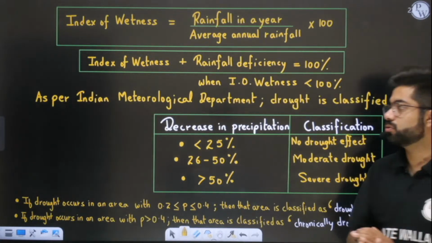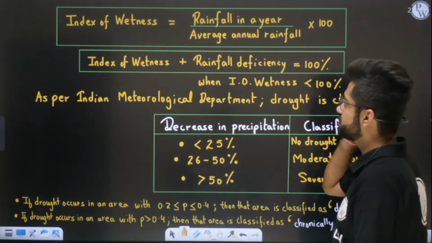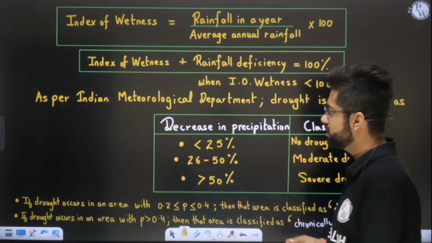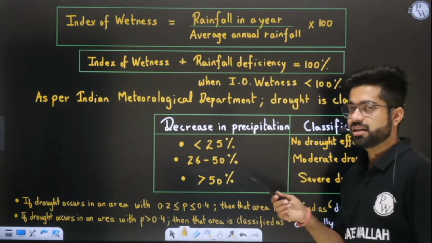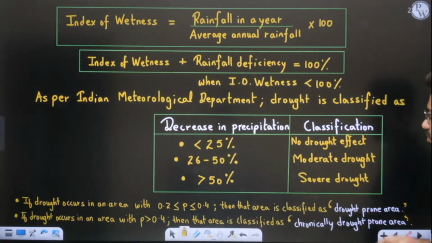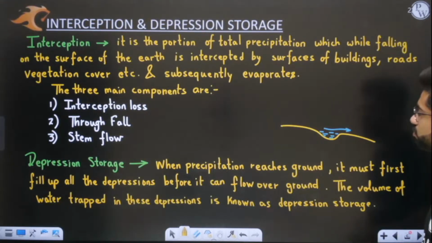Now, after this we went on to discuss the index of wetness, what was rainfall deficiency, and how IMD has classified droughts. This we have already discussed. I hope it was very clear to you.